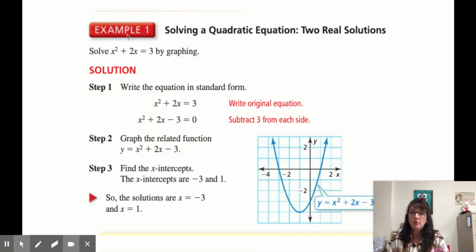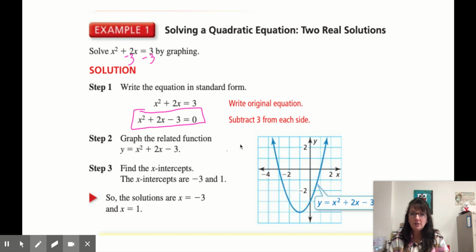So let's take a look at this. The first thing we need to do is make sure that we have standard form, so we'd be subtracting 3 on both sides, so that we get this right here. And then we want to graph it.